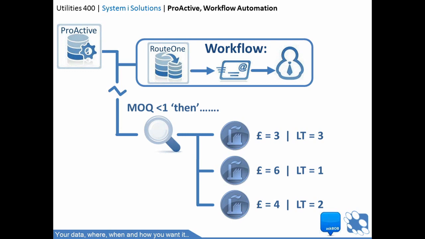So in this case, we're saying if minimum order quantity is less than 1, then we need to go down a different workflow. In this example, we're interrogating the authorized supplier file and analyzing cost to purchase against lead time. So if the situation wasn't critical and we had more stock to satisfy the order we received, then you'd probably add rules to say go for supplier A with the lowest cost but longest lead time.